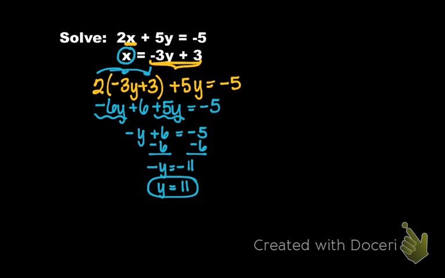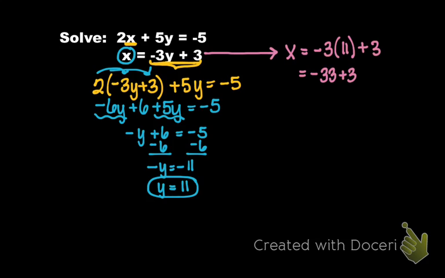So what our step is now is to take this value of y and plug it back into one of the equations. I'm going to plug into this one. So I know that x is equal to negative 3 times y, but I know what y is now. Y is 11, plus 3. Now I'm just going to crunch these numbers out. I get negative 33 plus 3, which tells us that x is equal to negative 30.